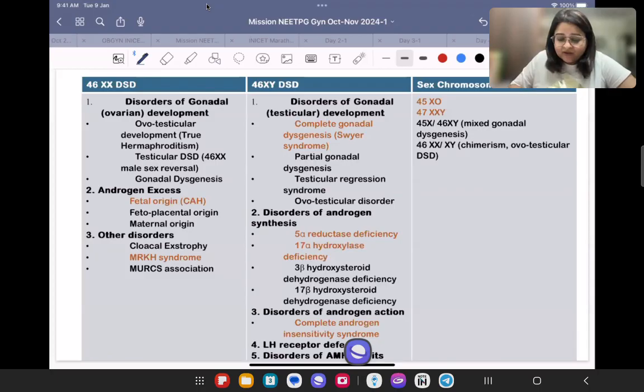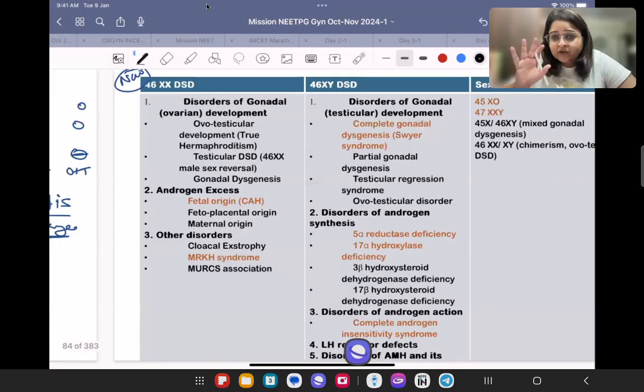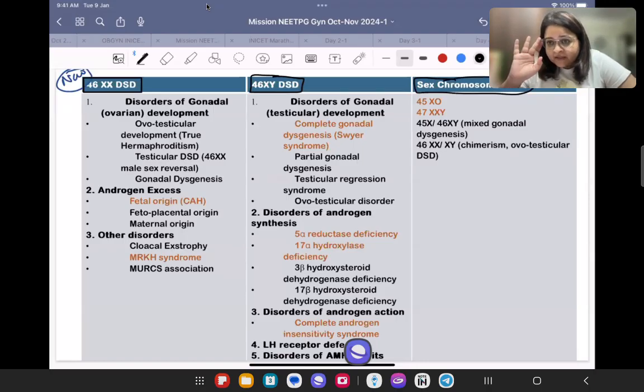Now coming to the new classification. Now we will confuse you a little bit. The new classification is basically based on genetic sex. That means if a patient comes to you who is looking like a hermaphrodite or has a difference in features versus karyotype, you are going to classify them based on their karyotype. Is their karyotype 46XX? Is it 46XY? Is it something other than 46XX or 46XY?